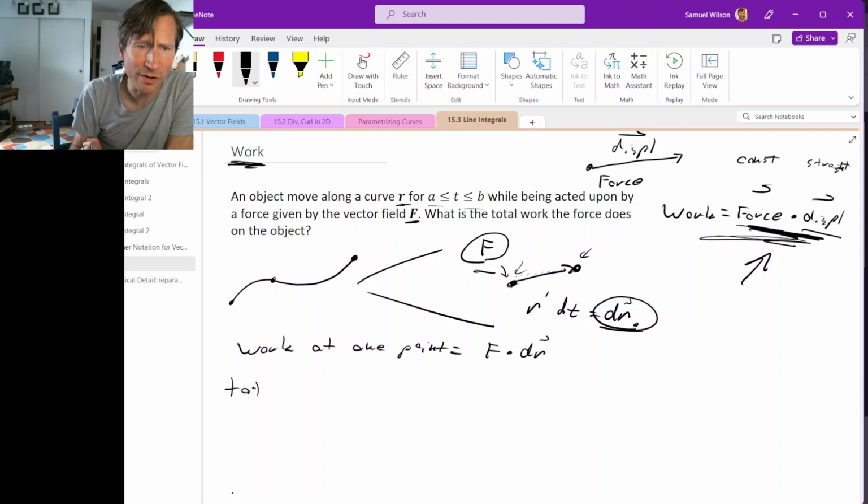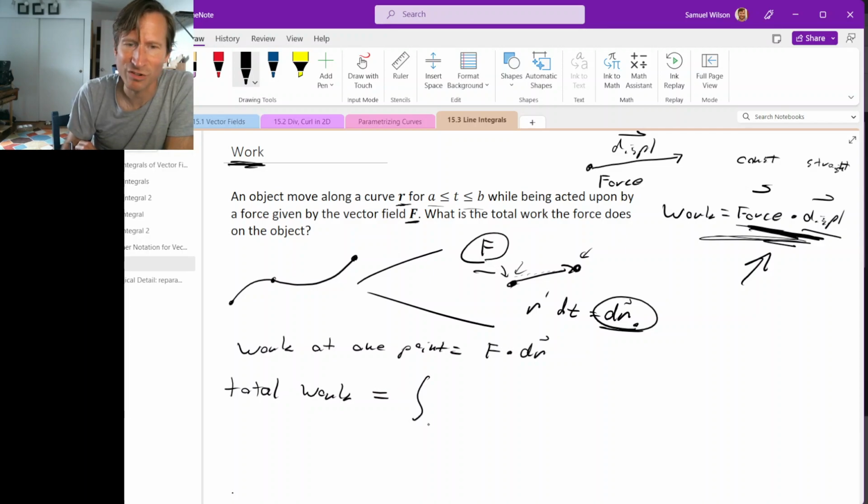So the total work is, well, we just do a line integral for this. It's the integral from a to b of F dot dr. But that's actually just a flow integral.